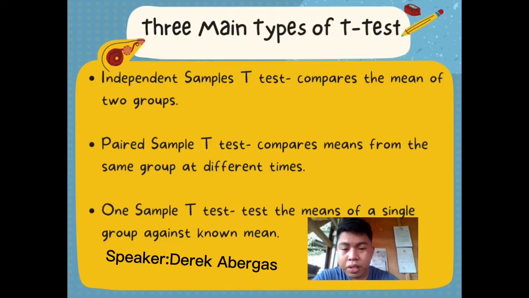This compares the means from the same group at different times. Paired sample t-test is used when we are interested in the difference between two variables for the same subject. Lastly is one sample t-test. This tests the means of a single group against a known mean. So, the one sample t-test is a statistical hypothesis test used to determine whether an unknown population mean is different from a specific value.